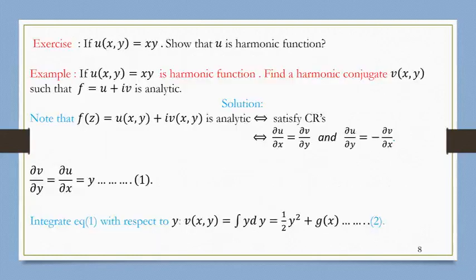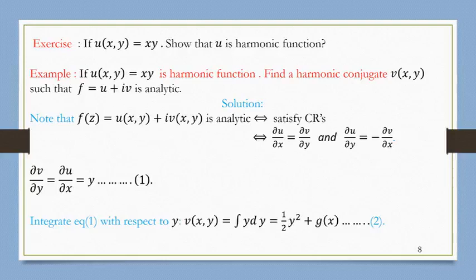This is an exercise. The function u(x,y) is equal to xy. Show that u is a harmonic function. Apply the same method as for the first example. Find the first and second derivatives with respect to y and with respect to x, and add these two equations to get the result, which should be equal to 0.